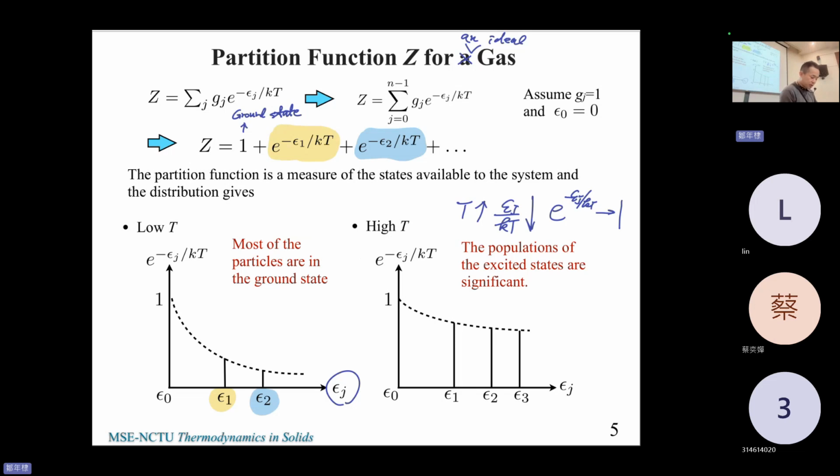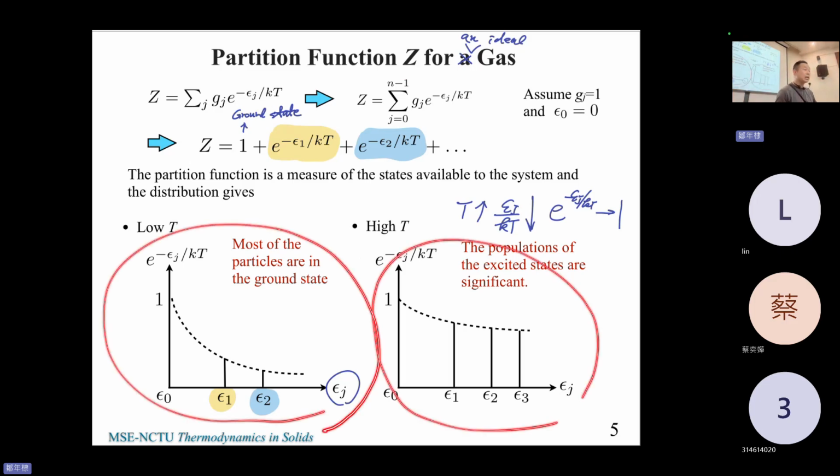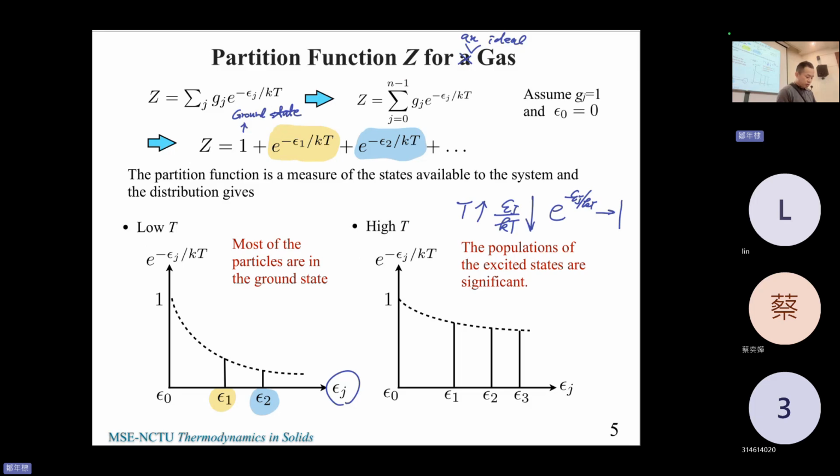And then we found that the behavior of the partition function can be seen like this: low T and high T. At low temperature, most of the particles occupy the ground state. And at a higher temperature, more of the atoms or particles occupy the higher energy states. So it's reasonable, right?